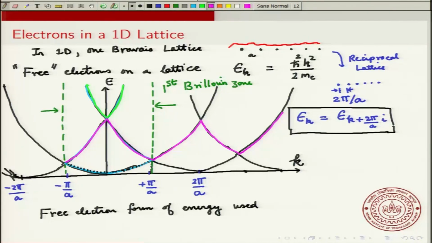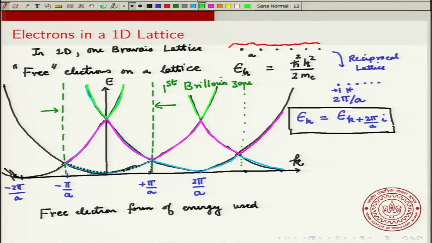So, you will see that again you will have exactly the same kind of behavior in each of the zones, each of the Brillouin zones. Even in this zone it will be exactly the same. Now, with this basic framework, we can go to the free electron form of the energy.